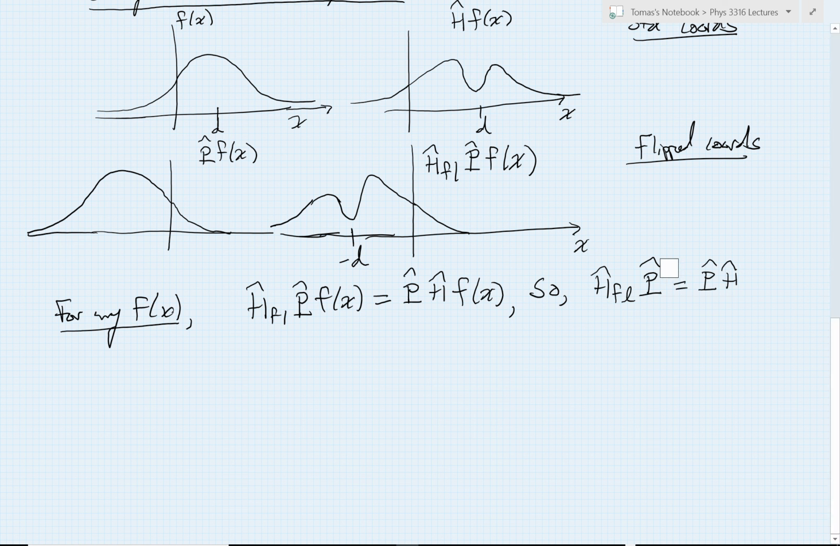We can multiply by the inverse of P on the right side of both of these, and then I would find something like the flipped Hamiltonian times the parity operator times its own inverse, right? I'm multiplying both sides by the inverse. Would be parity acting on H times the inverse of the parity operator. This product, of course, is just 1.